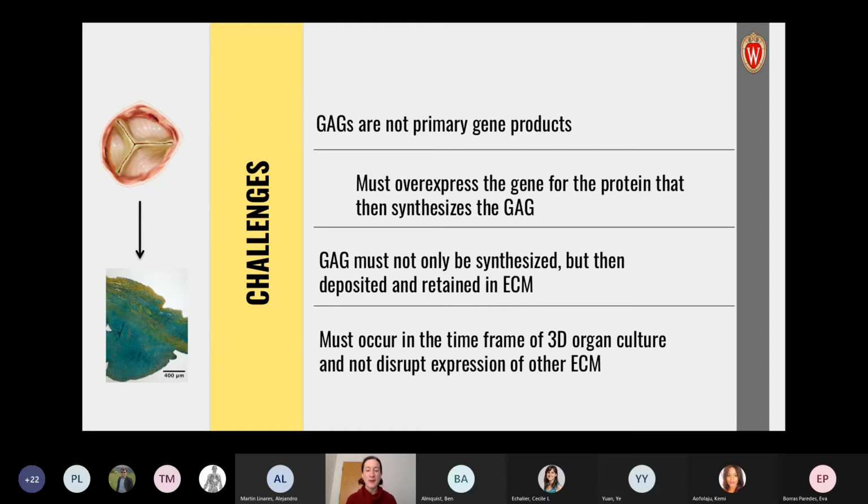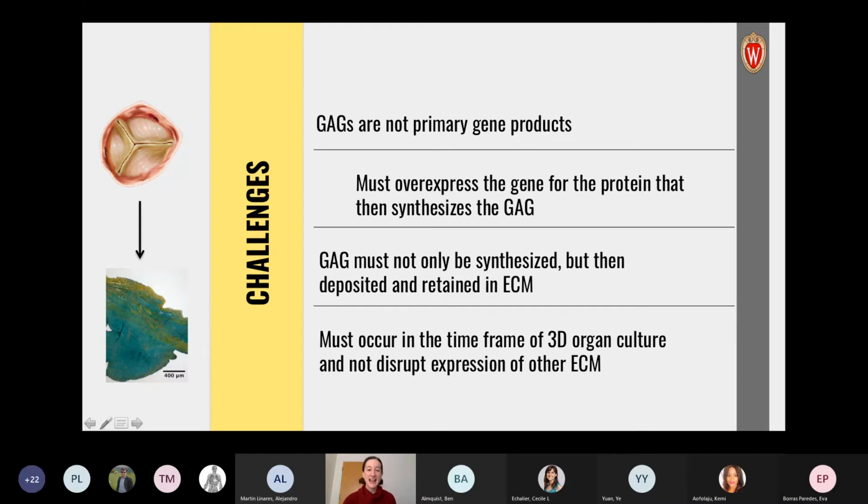genetic overexpression. But the problem with GAGs is that they're not proteins. They're not primary gene products. And so what you have to do is overexpress the gene for the protein that then synthesizes the GAG. So for the case of hyaluronic acid, you have to overexpress hyaluronic acid synthase and depend upon that getting made, and then that in turn making the hyaluronic acid.